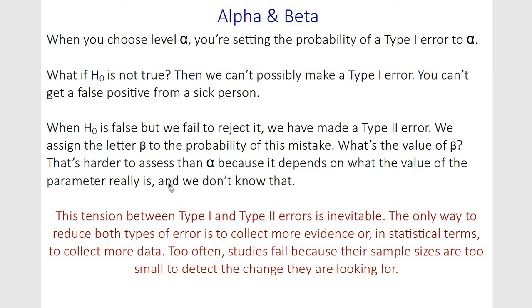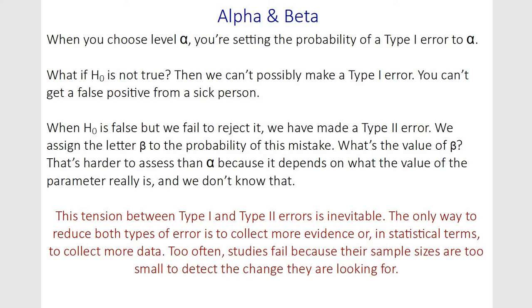Alpha and beta are kind of at odds with each other. If you try to eliminate a type 1 error, you're increasing your type 2 error. If you're trying to decrease a type 2 error, you're increasing the likelihood of a type 1 error. You try to lower both, but that's hard. The best way to do it is to collect more evidence, or collect more data. There is no other way to reduce both types of error, or one or the other.